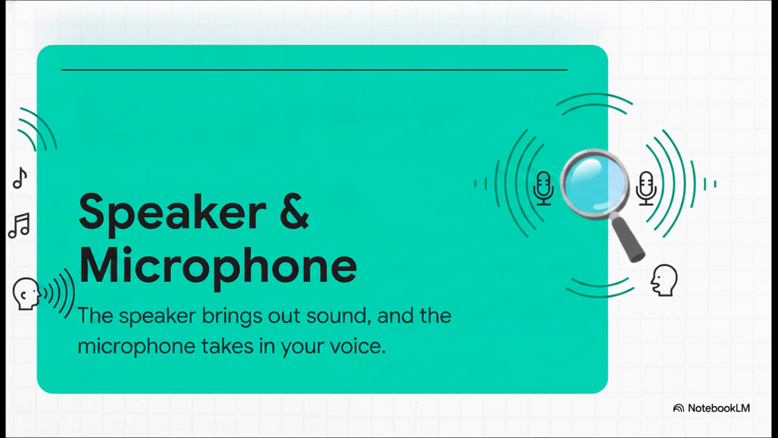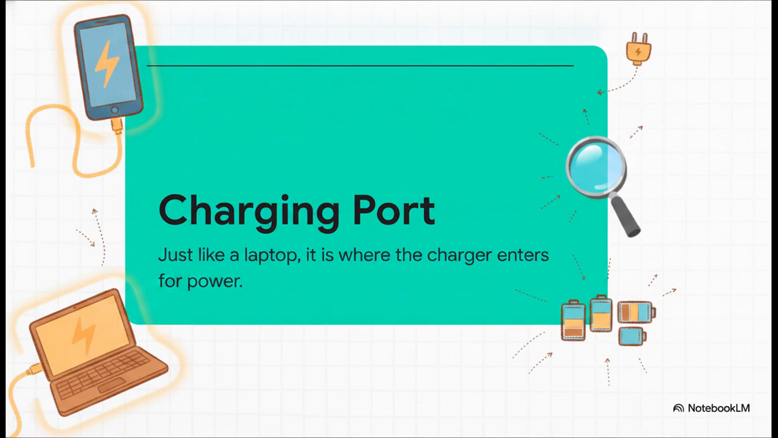Next up, we've got the speaker and the microphone. I like to think of these two parts almost like a conversation. The speaker is where the sound comes out. It's how the phone speaks to us, like when it plays a lovely voice note from a family member. The microphone, on the other hand, well, that's where your voice enters. It's how the phone listens when you talk. And naturally, just like our big laptop, the phone also has a charging port. Even though it's our smaller, pocket-sized tool, it works really hard, it gets tired, and it absolutely needs a place where the charger enters to get its power back up.